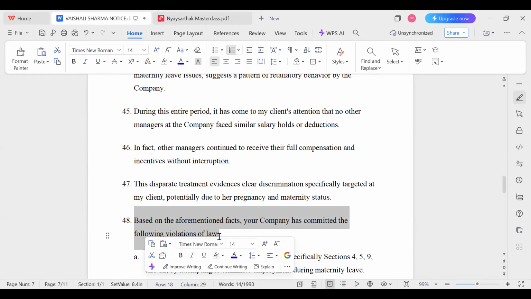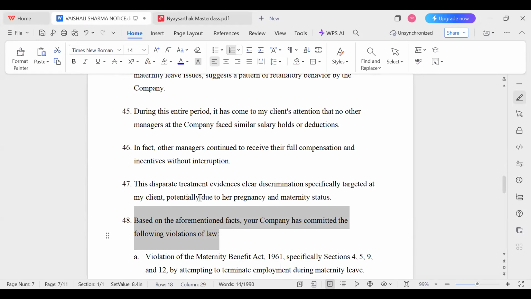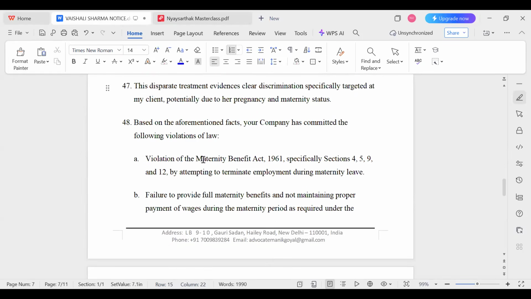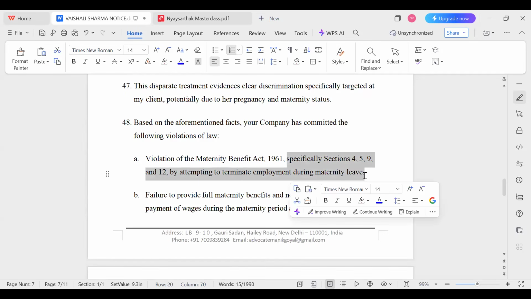We have particularly mentioned, based on the facts we have given above, that your company has committed the following violations of law. The company has violated the Maternity Benefit Act, and we have specifically written the sections also. It will make a huge impact on the other party, that you have knowledge of law, that you have knowledge of the very act which they have violated.